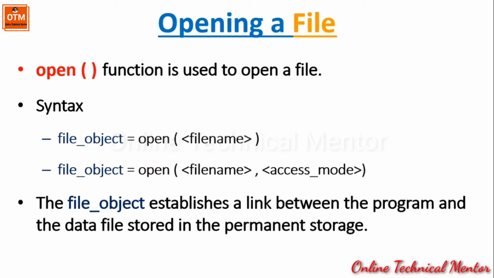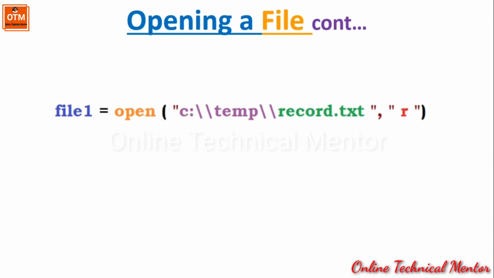Let me show you a complete statement of opening a file. Look, here file1 is the file object. You can give any name in place of file1. So this file1 object will point to the file which is mentioned within the open function. After that, here is the open inbuilt function to open a file, and within the parenthesis, look, here is the file name. Record.txt is the file name, and this is a complete path, C:.